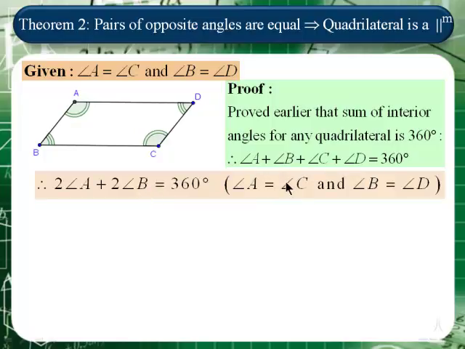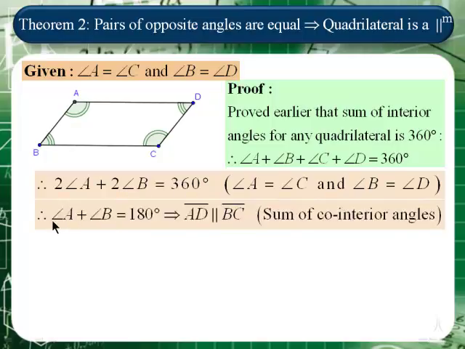But angle A is equal to angle C, so I can replace angle C also by A. So I get A plus A, or twice A, and angle B is equal to angle D, so I can replace angle D also by angle B. So we get twice angle A plus twice angle B is 360, or in other words, angle A plus angle B is 180. But angle A and B are co-interior angles.